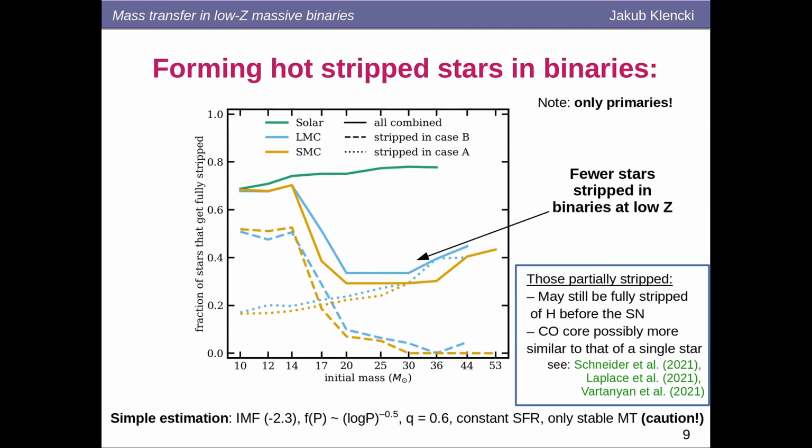Now, I should comment that the stars that are partially stripped in low metallicity models here, they may still become fully stripped by the core collapse. So from the point of the core helium depletion, when we finish the models, until the core collapse, they are still mass transferring. But a good question is whether the carbon-oxygen cores in these models are more reminiscent of single star or binary evolution products. Some food for thought there.